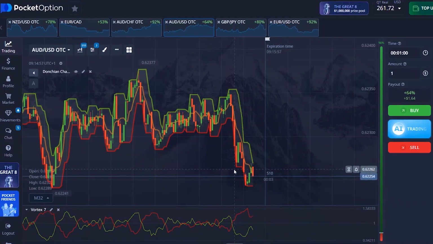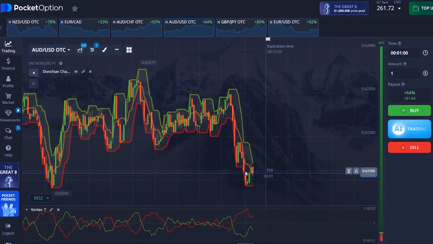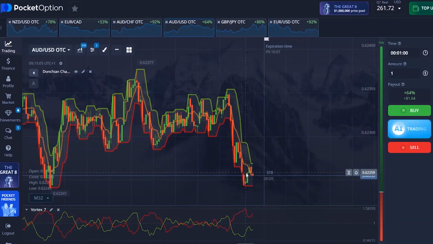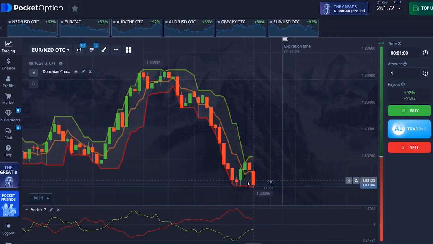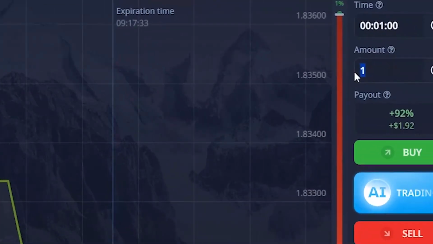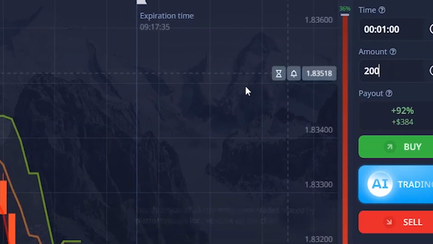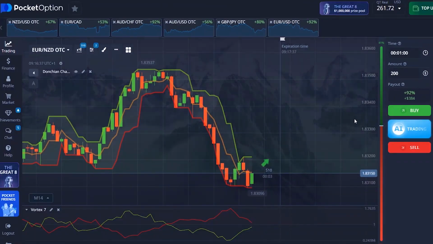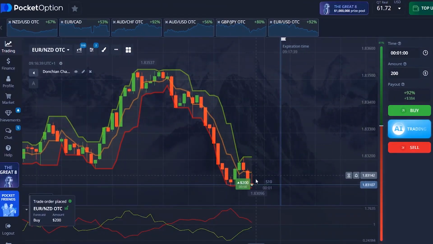So guys, let me go into the chart and take a trade so I can explain to you how you can trade this particular strategy. Right here we're finding a buying opportunity. I'm going to be entering this trade with $200, and I'm going to be entering for a buy trade right at this particular level.